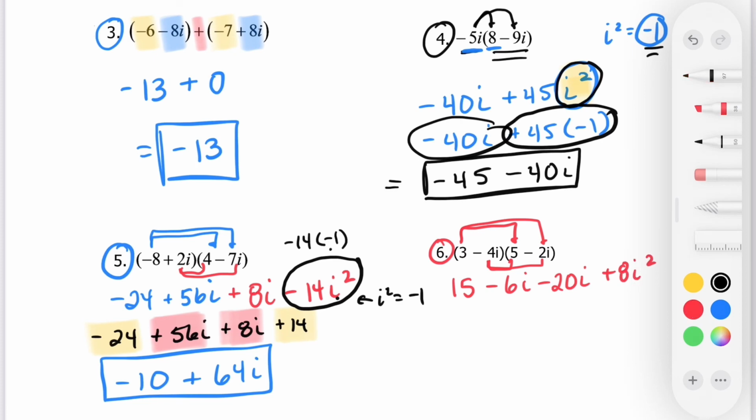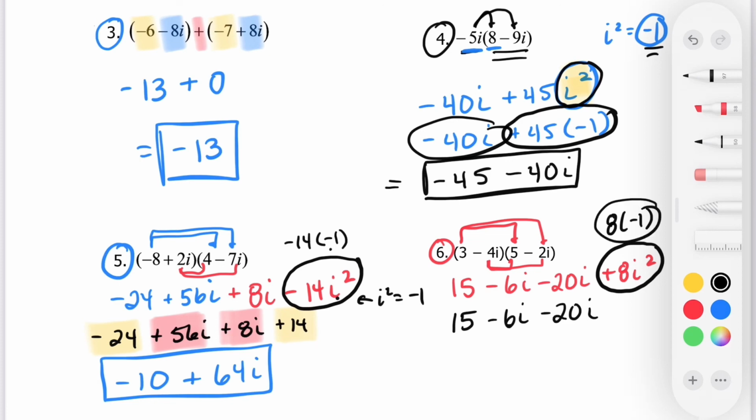Okay, same process as before. So here, remember, we have positive 8i squared. We're going to replace i squared with negative 1. And then I'm going to rewrite this below. So we have 15, which remains the same. Negative 6i remains the same. Negative 20i remains the same. And now we're going to replace 8i squared with negative 8, because 8 times negative 1 is negative 8.